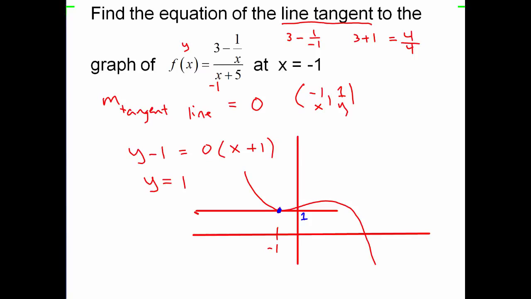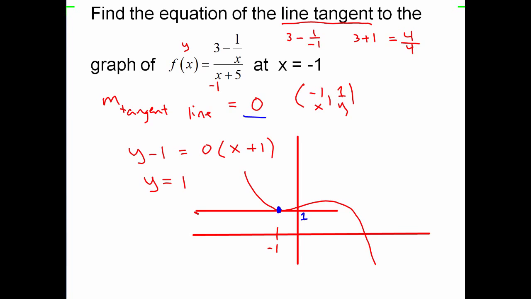Our slope is 0, so you need to understand this. If the slope is 0, it's a horizontal line. That's why our equation is just y is equal to 1. Because anytime you have y equal to something, it's just a horizontal line, and horizontal lines have slope 0. So this needs to all make sense to you. The slope of the tangent line is 0, that's why this line is horizontal. And it's tangent at what point? At x is equal to -1. Right here.